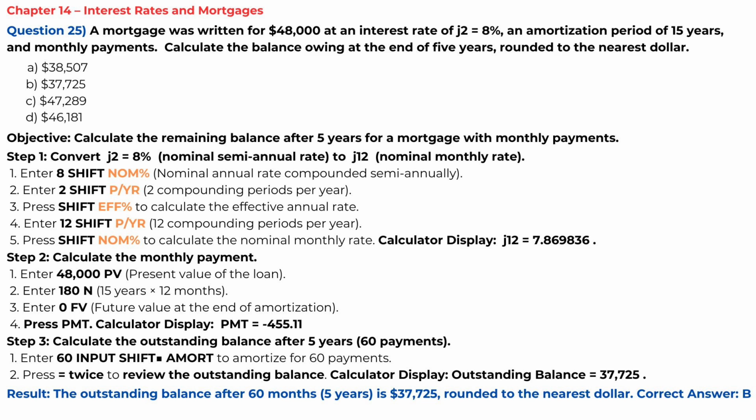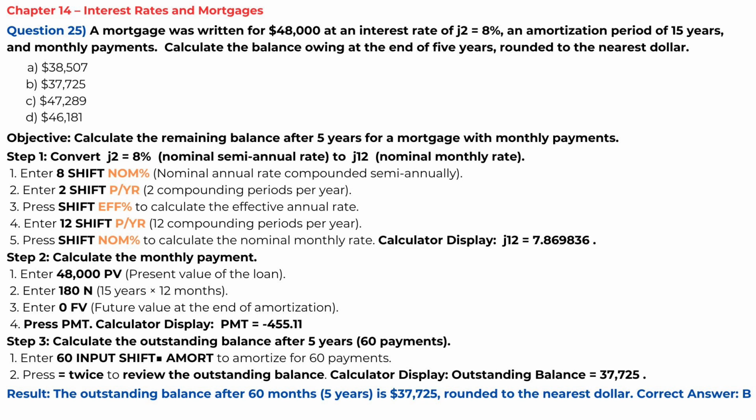Question 25. A mortgage was written for $48,000 at an interest rate of J2 equals 8%, an amortization period of 15 years, and monthly payments. Calculate the balance owing at the end of 5 years rounded to the nearest dollar. Objective. Calculate the remaining balance after 5 years for a mortgage with monthly payments.